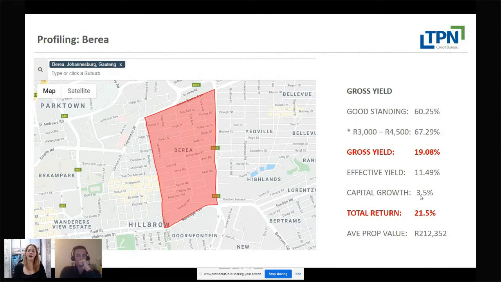Again, this allows investors to choose areas that they can access. To go and purchase a 212,000 Rand property versus trying to purchase an 800,000 Rand property for an investor, especially one that's getting into the market. That's a big difference, 25% of the value.